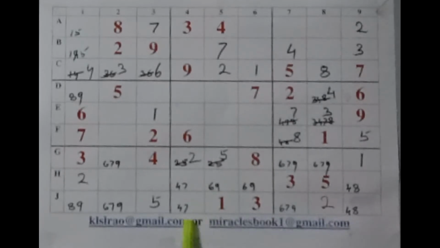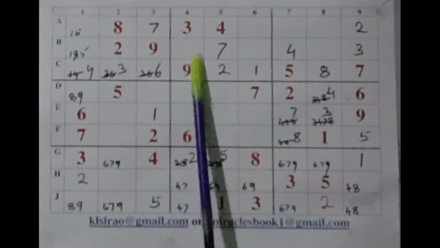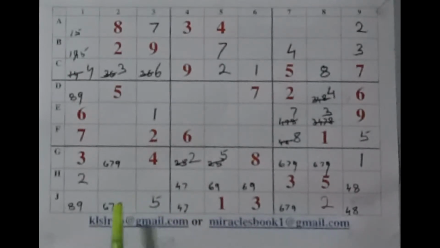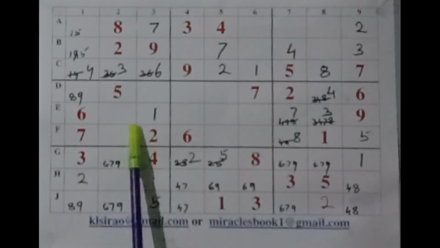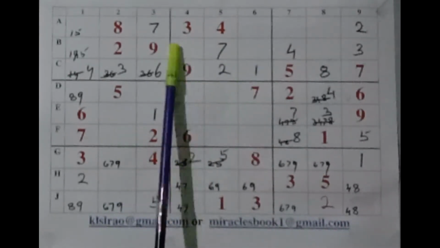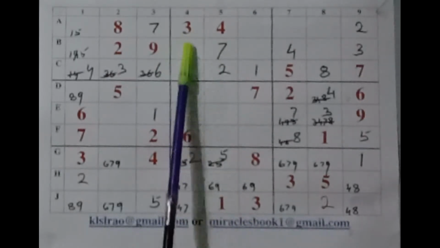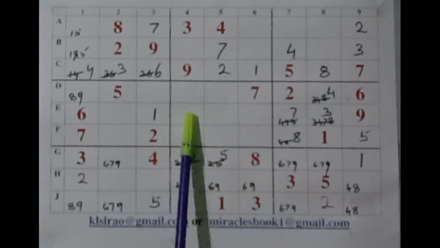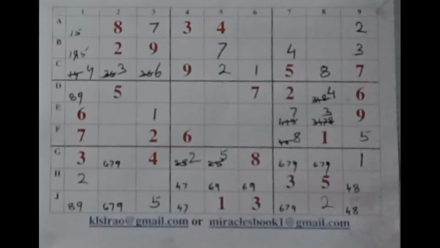Okay. Now in column over 4 we have 3 vacancies. Can we do something now? Yeah, we have number 1 here, another 1 there. That means you cannot write 1 there, you cannot write 1 here. That means this is a place for a 1.